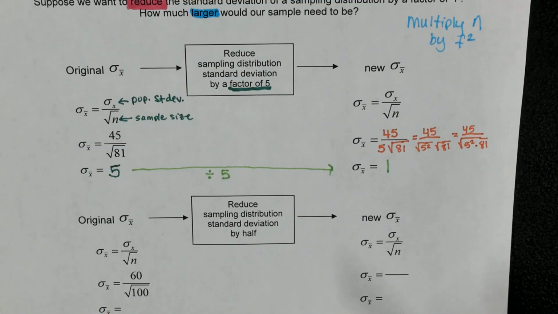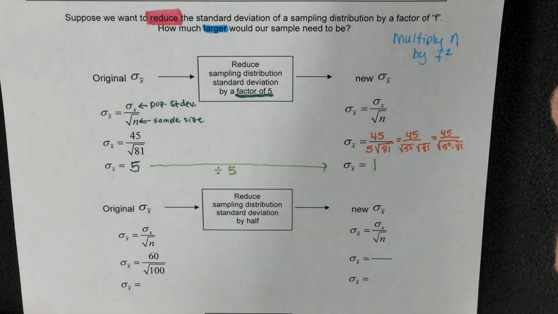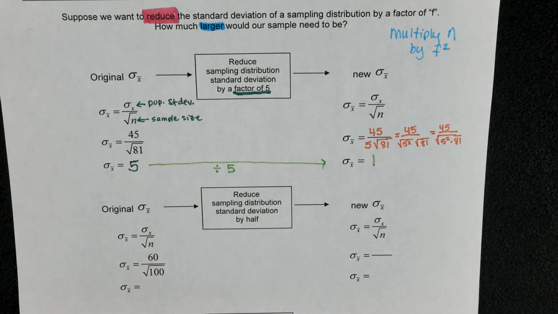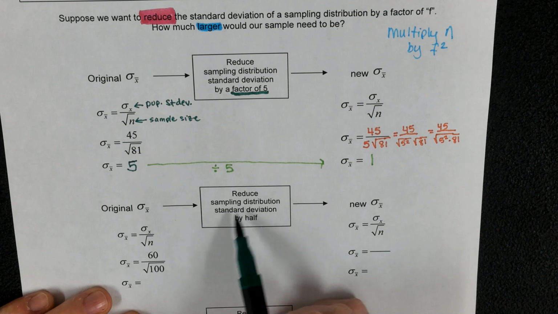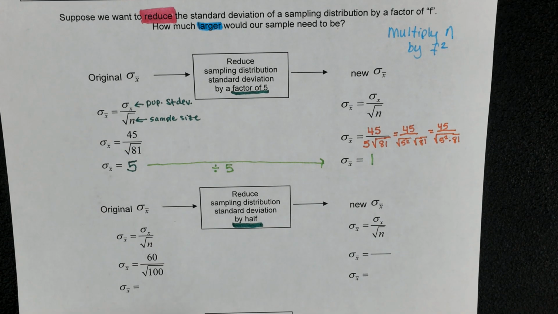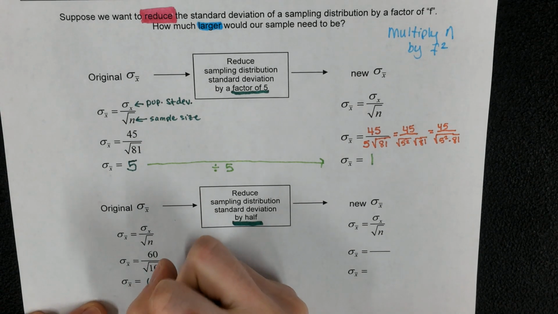Let's look at another one and see how this works. On this one, it says we want to reduce our original by a half. That means if we're reducing by a half, we're going to divide by 2. So whatever our answer is here, when you work this part out, we get 6 as the answer.